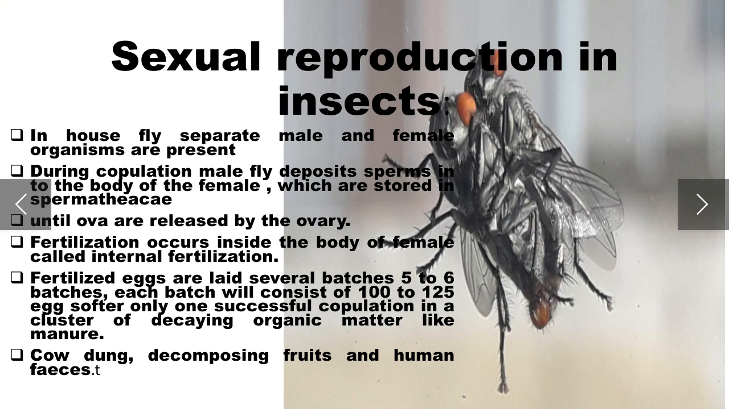Sexual reproduction in insects. In the housefly, separate male and female organisms are present. During their mating, okay, sexual reproduction in insects. You can see here male and female insects are mating with each other. They attach with each other and produce offspring.